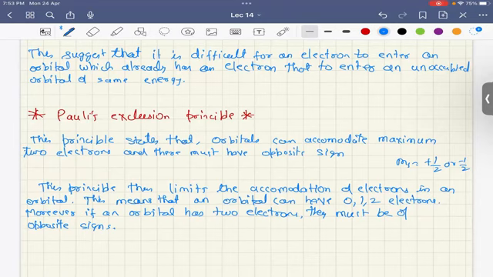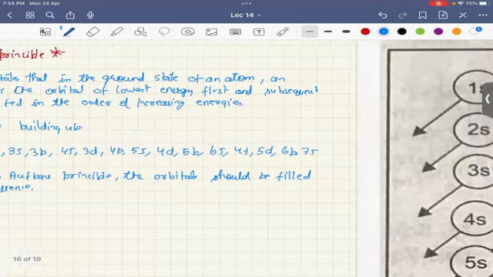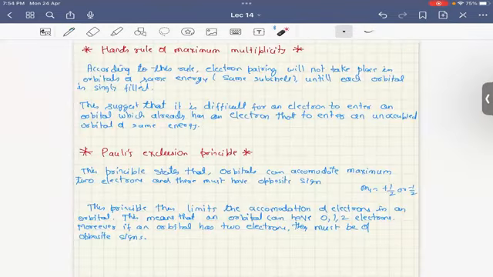Then we also studied about the energy level diagram for an electron. Then we also studied about the electronic configuration of an atom, wherein we saw this figure, which is the order in which electrons get filled. Then at the end, we studied about 3 principles, which are Pauli's exclusion principle, Aufbau principle, and Hund's rule of maximum multiplicity. And with this, we cover the whole syllabus for this chapter, atomic structure.